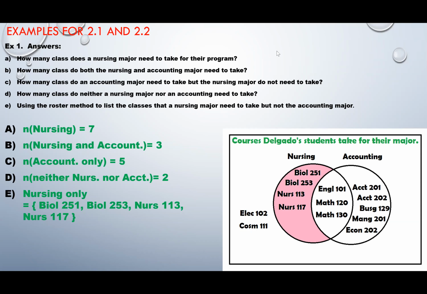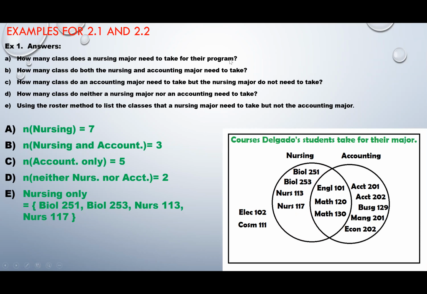If you look at the pink region right here, it's basically nursing students need to take, but not the accountant, right? And if you look at this item right here, this region is nursing but not accountant. If you look at this item right here, this will be both the nursing and the accountant.